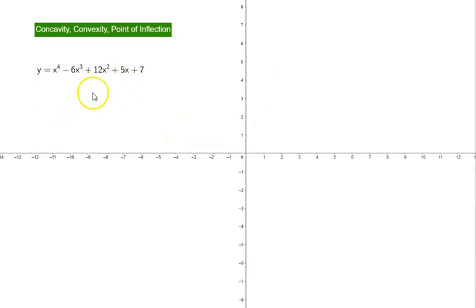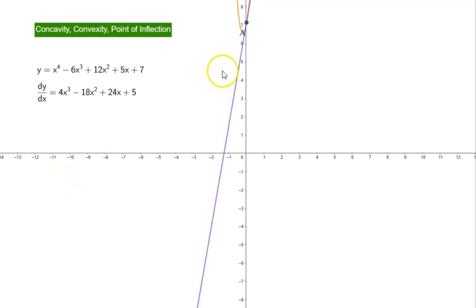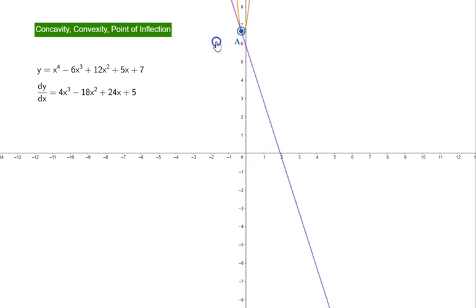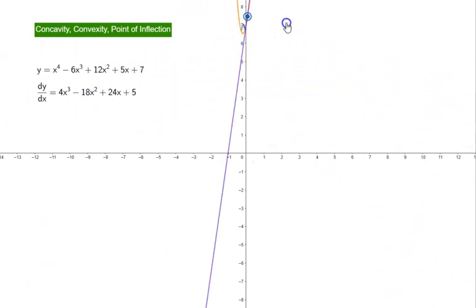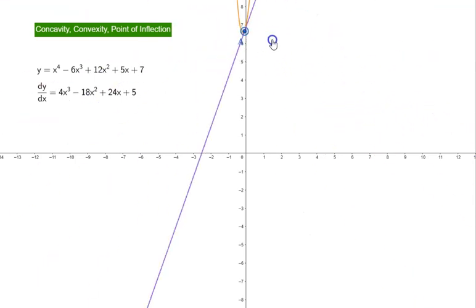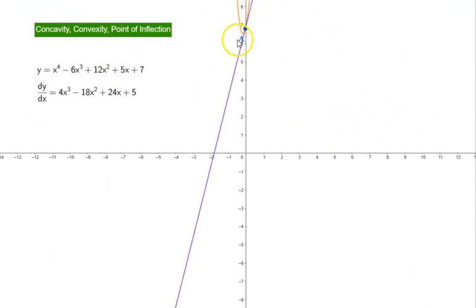Now let's look at a function like this. Now this is somewhere above, looks like a parabola. But is it a proper parabola? Let's explore. Let's take the first derivative. We get this. Again, if we want, we can take a point on that and take that tangent. And as we move, the tangent keeps changing, or the slope of the tangent keeps changing. But it's difficult to make out how exactly it is changing. So let's take the second derivative.